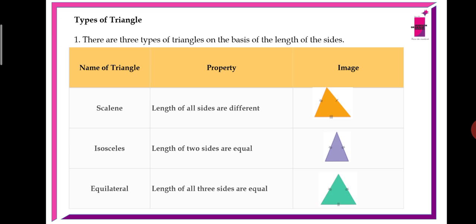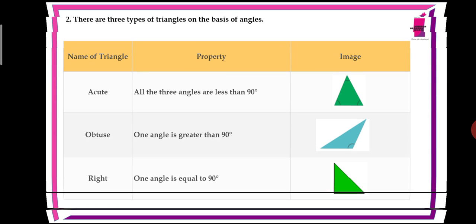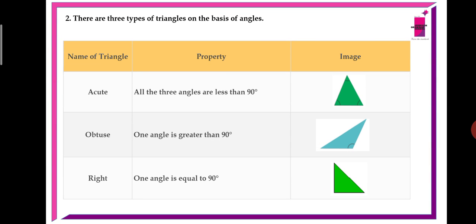There are three types of triangles on the basis of the length of the sides. Scalene, length of all sides are different. You can see the image. Isosceles, length of two sides are equal. And equilateral triangle, length of three sides are equal. There are three types of triangles on the basis of angles. Acute angle, all three angles are less than 90 degrees. Obtuse angle, one angle is greater than 90, and right angle, one angle is equal to 90.